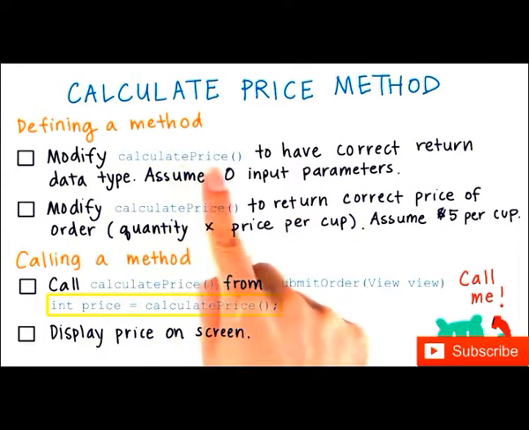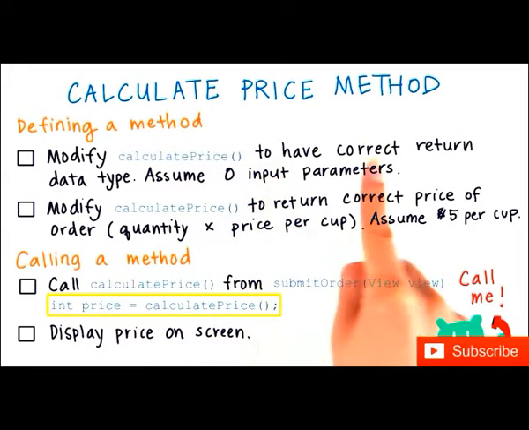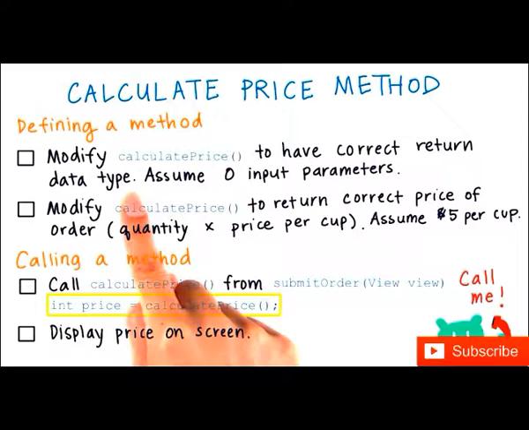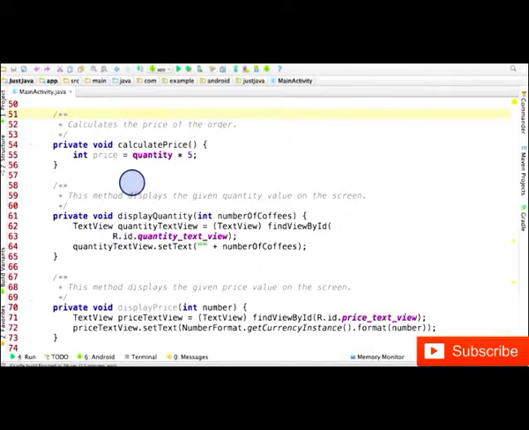First, we're going to modify the calculate price method signature to have the correct return data type. We're also going to assume that there's 0 input parameters. This is where the calculate price method is defined. The purpose of this method is to calculate the total price of the order and then return that. The price should be an integer, so we should change the return data type from void to int. That takes care of the first task. The quiz also said to make sure that there's no input parameters, and that's what we have here.